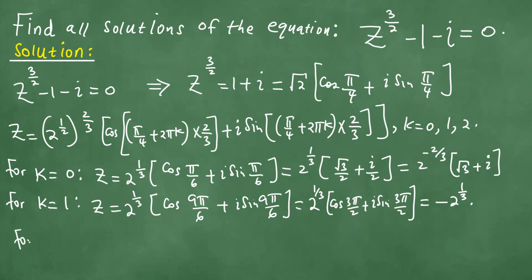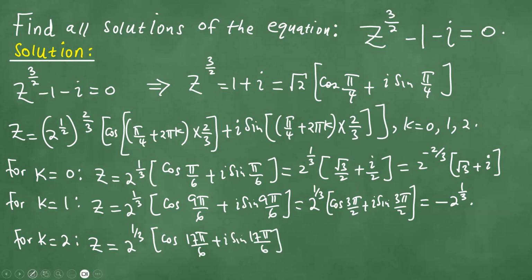We continue to investigate these for other values of k, like for k equals 2. For k equals 2, giving us that z equals 2 to the power 1 over 3 times the cosine of 17 pi over 6 plus i, the sine of 17 pi over 6. Okay.